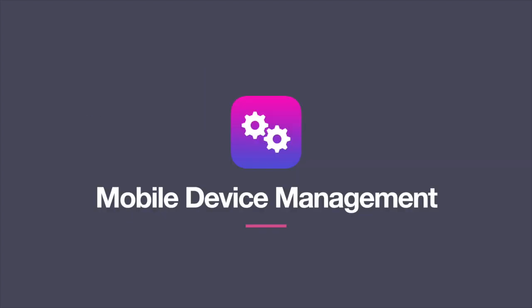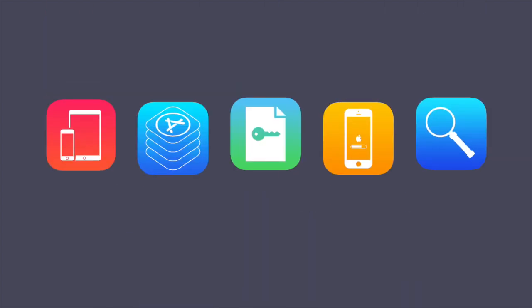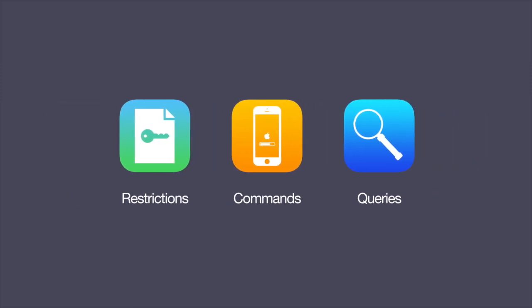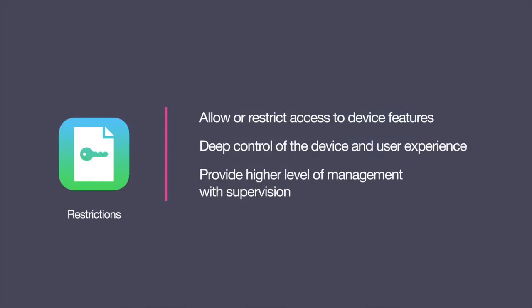Okay, mobile device management. Why do you need it and what is it? It's broken down into these top level areas. So we talk about DEP, VPP, restrictions, commands, and queries. We covered DEP and VPP earlier, so we're going to focus mainly on restrictions, commands, and queries. With device restrictions, you can restrict or allow access to features on the device directly. This could be something like the Mac App Store. You get a deep control of the device and user experience.